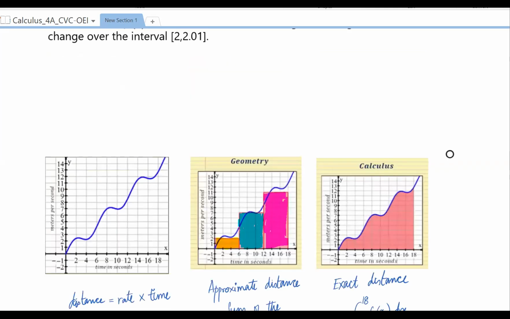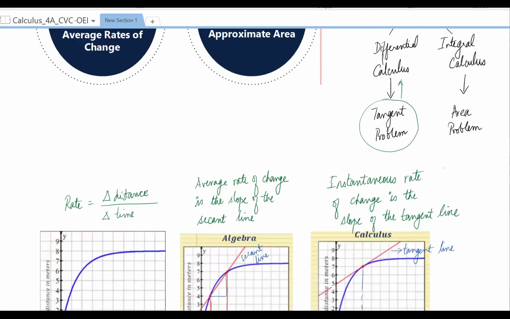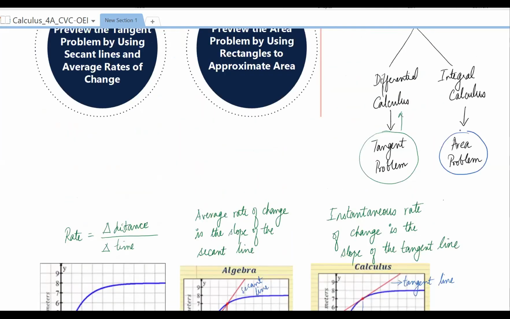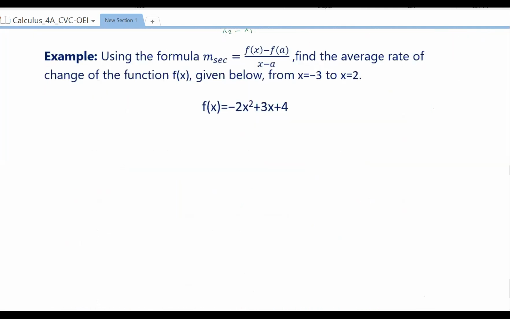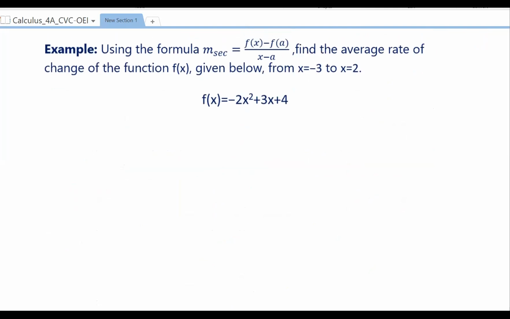So I'm going to quickly move us back to here. And this was the area problem that would be addressed by integral calculus. So let's take a look at this first example related to the instantaneous rate of change, but we're not there yet, so we're going to find the average rate of change. Just a refresher of what we did in algebra.